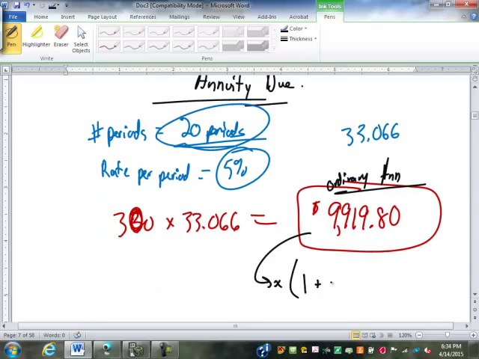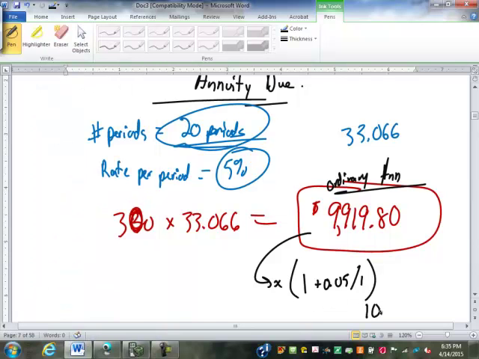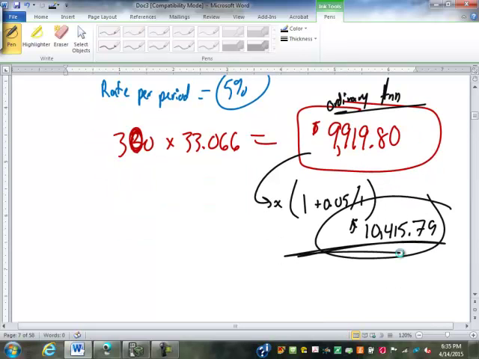Times 1 plus 0.05 divided by 1. Where did divide by 1 come from? Annually, once a year. It's the power of 1 because only 1 period, right? So times, parentheses, 1 plus 0.05 divided by 1, $10,415.79. Yes. Now in this case, since the payments are done per year, that's a full year's worth of extra interest you got. Make sense?